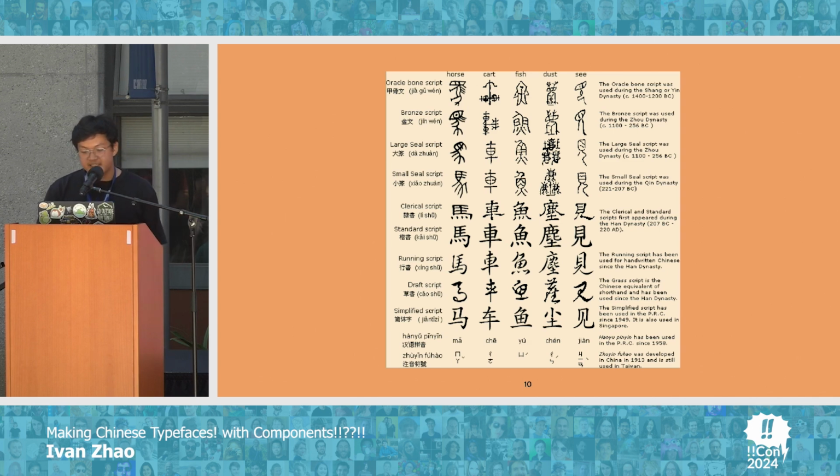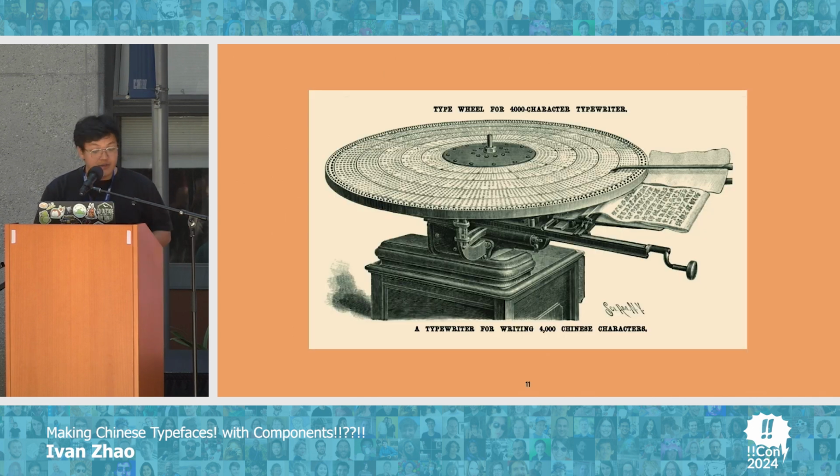More recently, there was a student at MIT, whose name was Zhao, in 1914, who was looking at how we can make typewriters for Chinese, where you have all these characters and there's no way you can constantly do this. So he pontificated about the idea of a type wheel for a 4,000 character typewriter, where you would have all of your characters and they would just spin around. It was never actually brought to fruition.